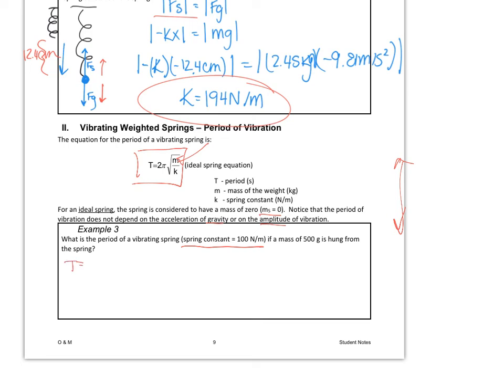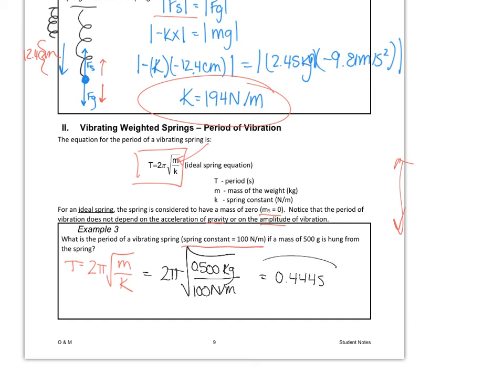So we're going to use this formula, T equals 2 pi times the square root of M over K. Again, be aware of what you're square rooting. So we want to input these two numbers and divide them out and then square root and multiply by 2 pi. Order of operations in our calculator is going to be important. So this is 2 pi. The mass is 500 grams, so we change that to kilograms. And divide by 100 newtons per meter. When we multiply this all out, we get 0.444 seconds as the period.